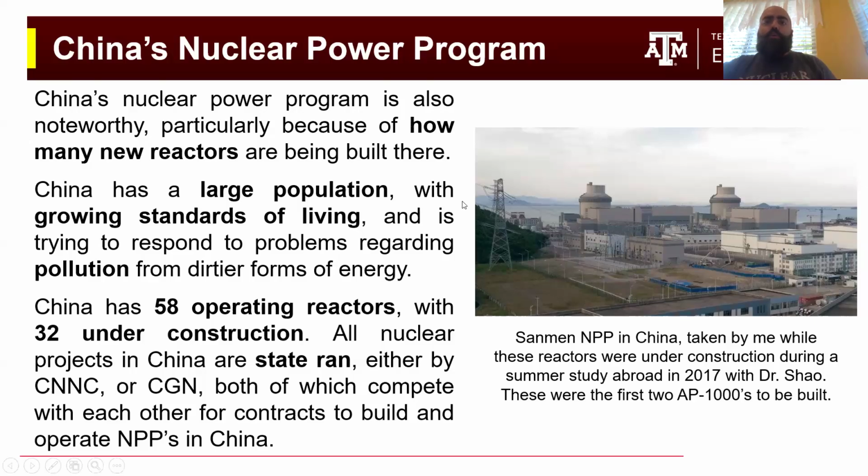They currently have 58 reactors, and 32 are under construction. China's nuclear power is also entirely state-run. China does it a little differently than France, though, in that instead of having one entity that does everything, they have multiple governmental entities that compete against each other. These entities make proposals for where they would build a plant and how much they think it would cost, and then they compete against each other to get contracts to build and operate the power plants in China.